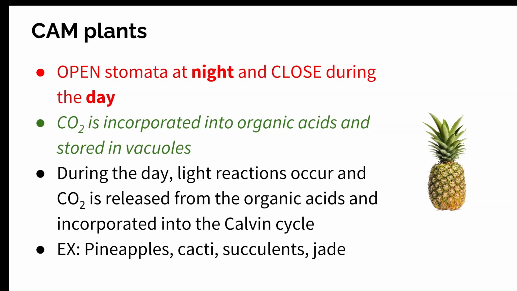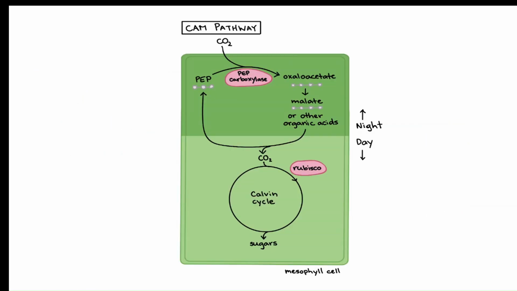CAM plants are another type of plant that will do this type of thing, but they specifically open their stomata at night and close during the day. And so the CO2 is incorporated into organic acids and stored in vacuoles. So during the day, light reactions occur like normal, and CO2 is released from the organic acids and incorporated in the Calvin cycle. A lot of things that grow in hot climates like pineapples, cacti, succulents, things like that, are considered CAM plants, and they will do this extra step. So this is one that's specifically cut into night and day.